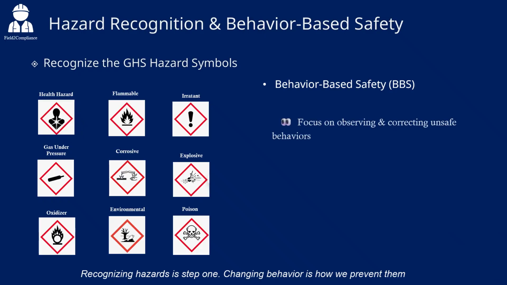On the right, we introduce behavioral-based safety, or BBS. It's not just about policies, it's about people watching out for each other. It emphasizes observing behavior, offering feedback, and reinforcing safe choices, because changing culture starts with changing habits.